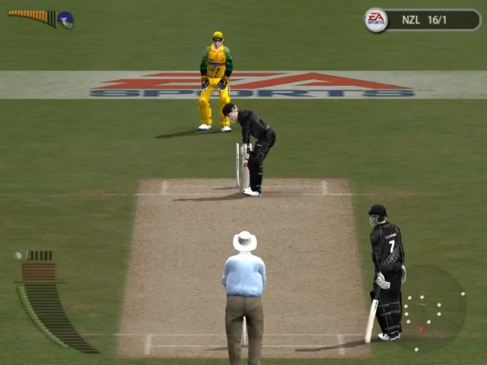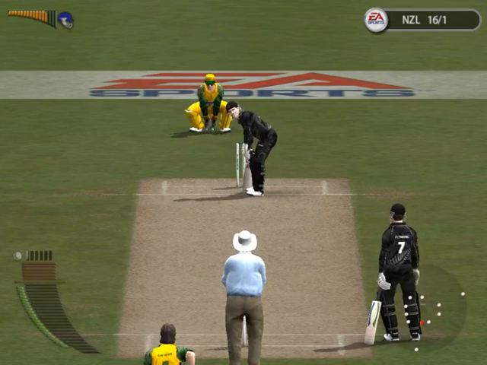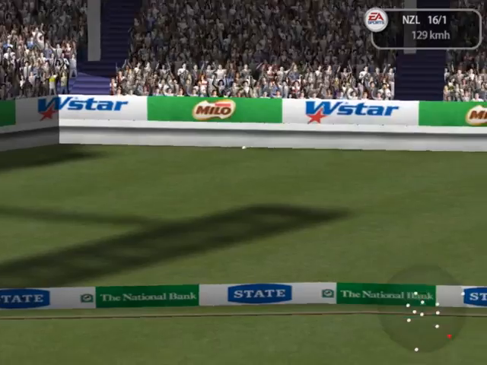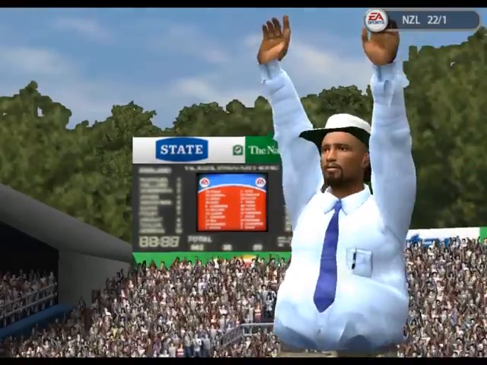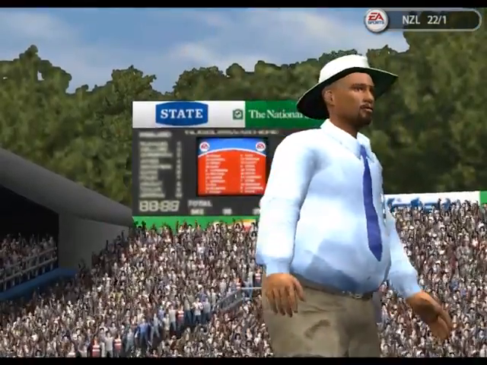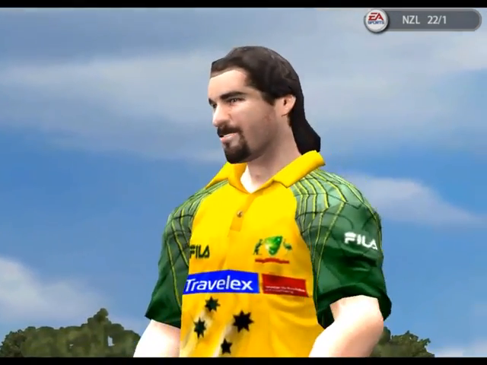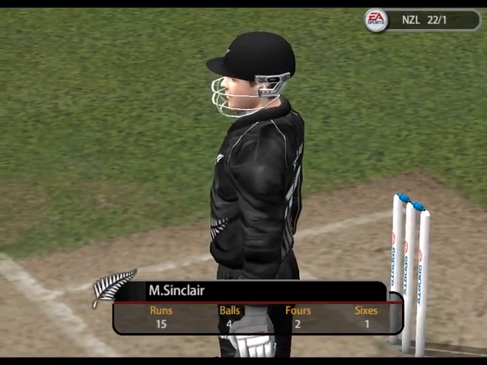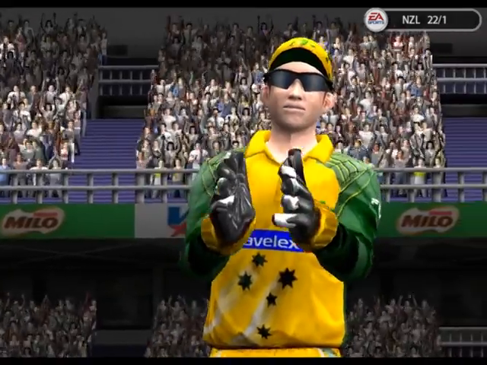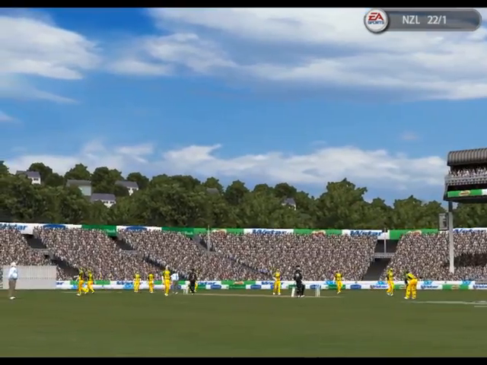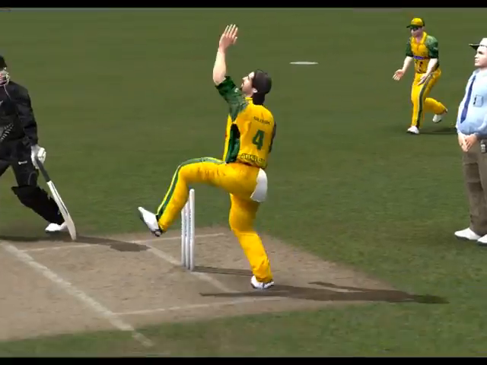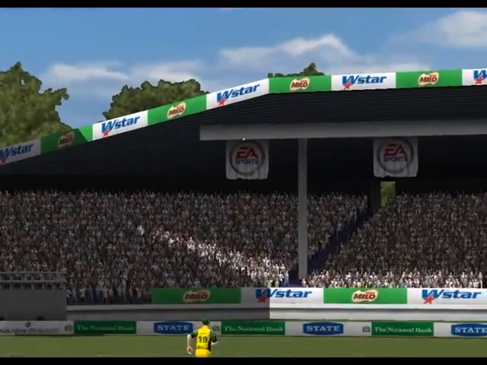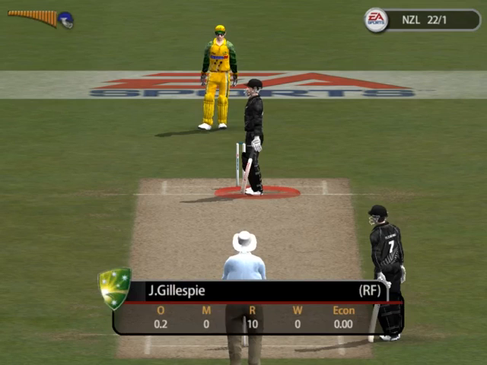Let's take a look at that in slow motion. Gillespie, the ball to Sinclair. Tadic is chasing that one, played into the gap. There it goes, right out of the ground. What an effortless shot. Brilliant. We can have a look at that again. Sinclair facing.